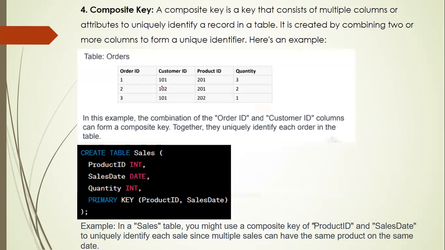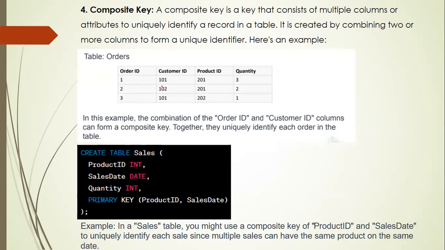Fine, we'll go with the composite key. The fourth key is the composite key. This is a key which consists of multiple columns or attributes to uniquely identify a record in a table. It can be created by combining two or more columns in a particular table to form a unique identifier.